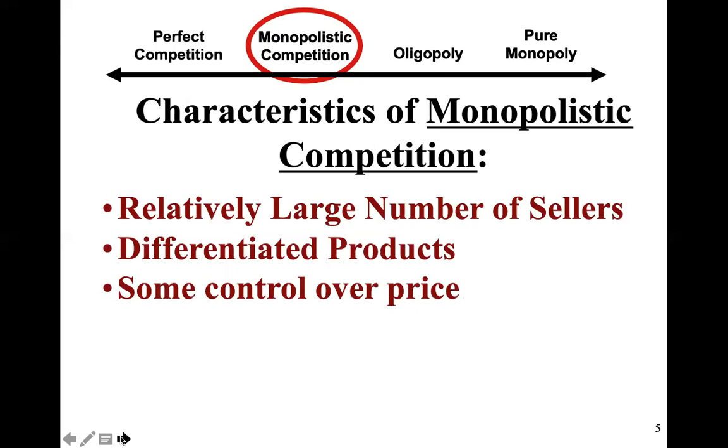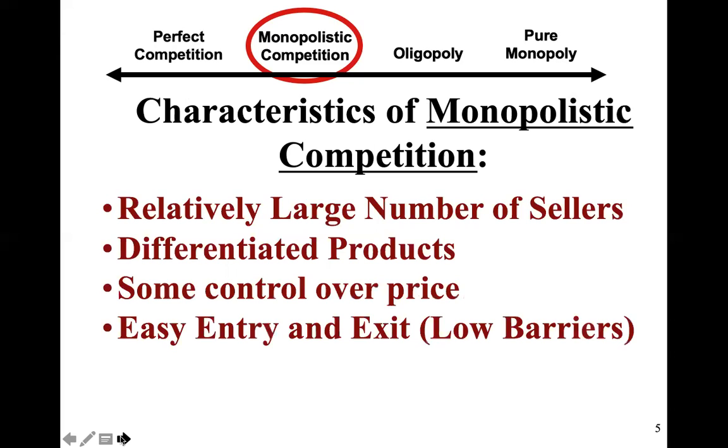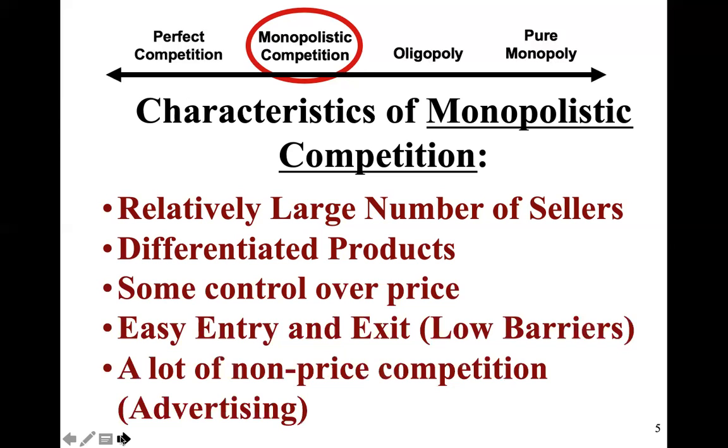Monopolistically competitive firms have some control over the price, so they are price makers. And there is easy entry and exit into the market. In other words, there are low barriers to entry. Okay, so in that sense, it's more like perfect competition.